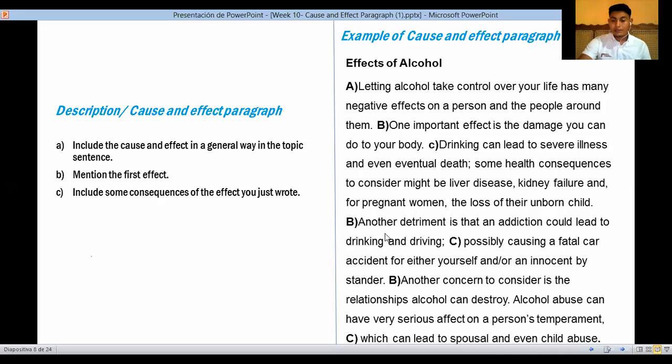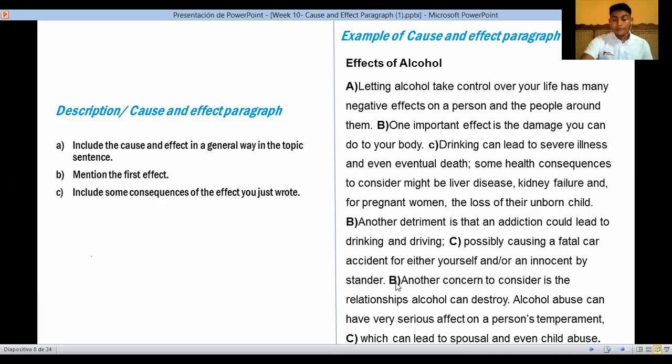I don't know if you understand what is the main idea about the topic, about this kind of paragraph, because cause and effects, when we have cause, we have the consequence. Yes, cause, effects, and cause, right?